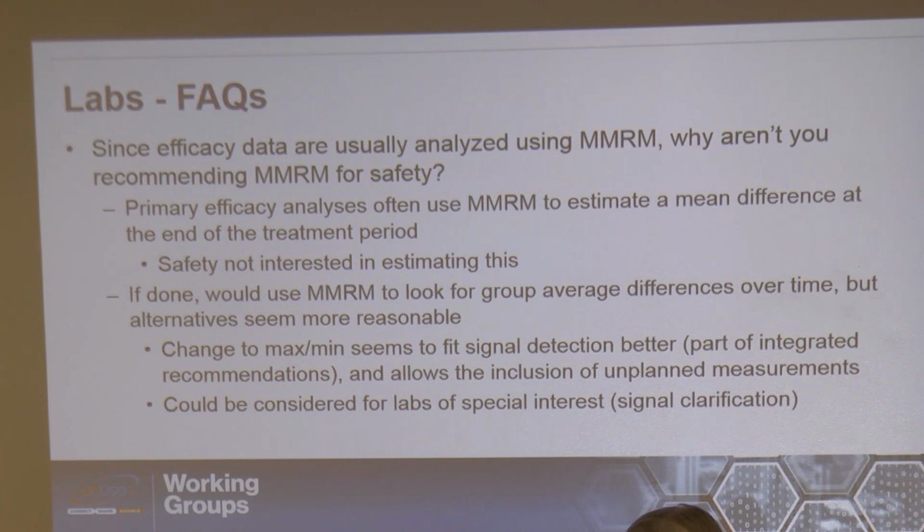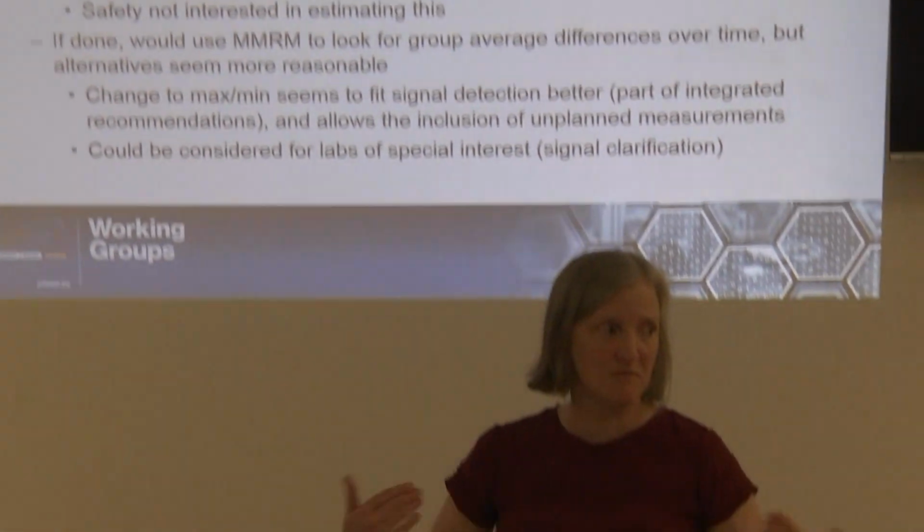We get that question sometimes. But the main idea is, for efficacy, you're usually trying to estimate different things than you are for safety, right? So just because the data structure might be similar doesn't mean you should use the same analytical technique, right? You might be estimating different things. And efficacy is usually estimating kind of an endpoint type summary, and as I mentioned, endpoint for safety is not as useful, right? We still need to be concerned about things that happen in between. There could be some adverse events of special interest where this makes sense, but for your run-of-the-mill lab, it doesn't seem to have a big purpose.